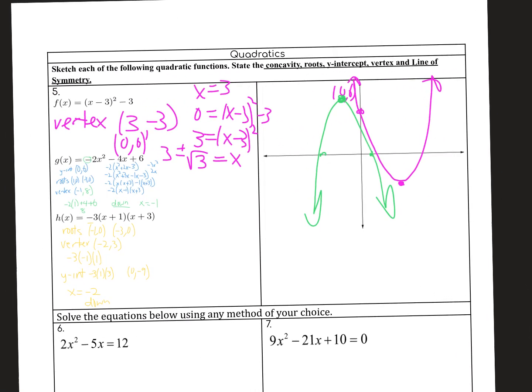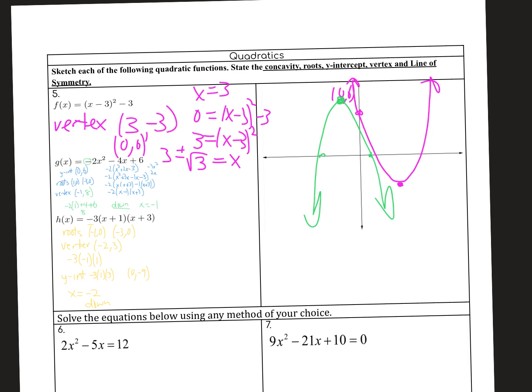So let's plot those. Negative 1, negative 3. That was the same one there. So negative 1, negative 3. Vertex is a little bit up from there. So we're going to go like that, is essentially what that one looks like.